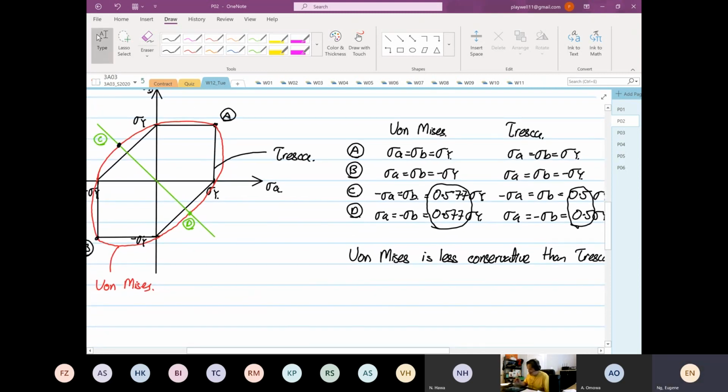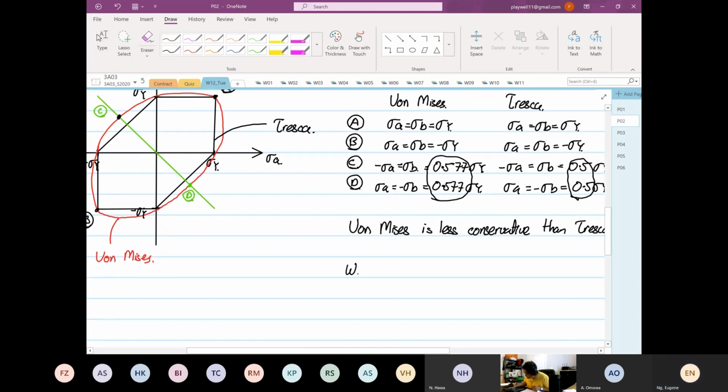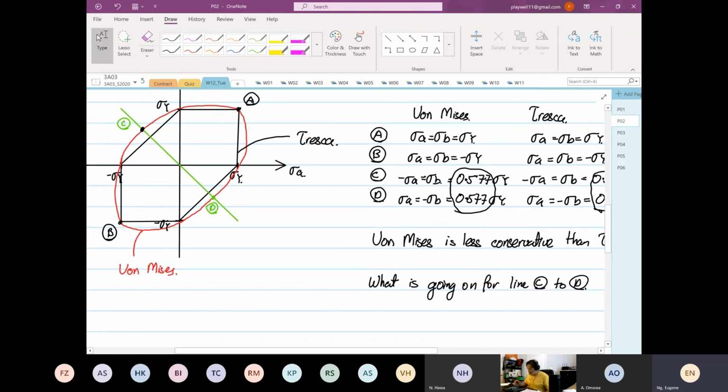Okay, now let's look at a condition. So what we see down here, we have a condition where at point C, at point D, what is going on on this straight line? We want to see what is going on on this line. Let's consider what is going on for line C, point C to point D. Okay, so let's look at this.